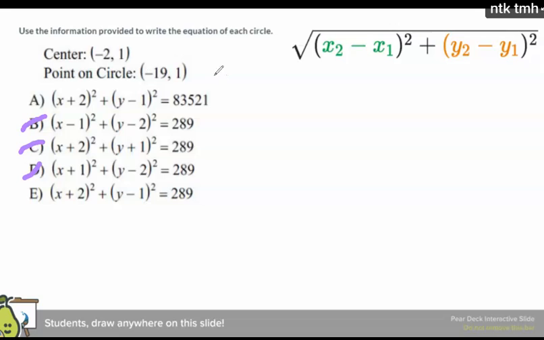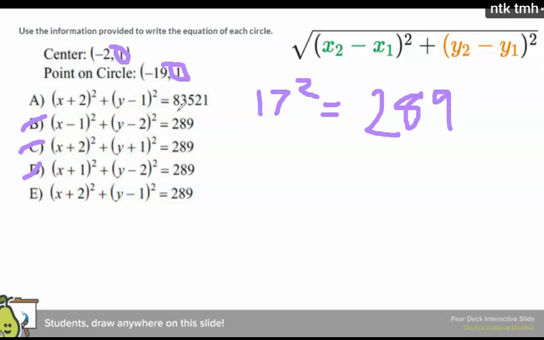Okay, so here's one hint. You can use the distance formula, but I want you guys to notice that this 1 and this 1 are the same, so you don't really need the distance formula. You just need to figure out how far apart -2 and -19 are, which is 17 units apart. So 17 squared is going to equal 289, not this gigantic number. I think this number is actually 289 squared, which can confuse people sometimes. But yeah, so E is going to be that answer.